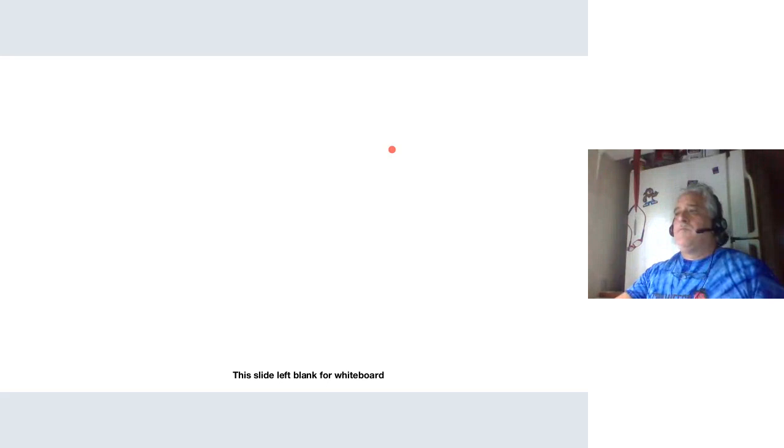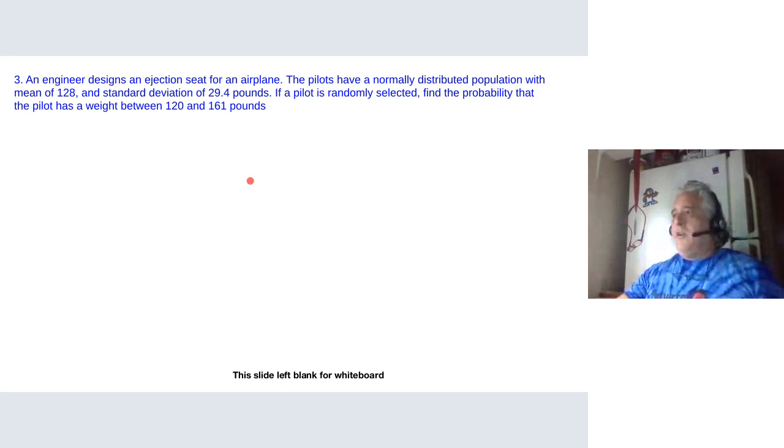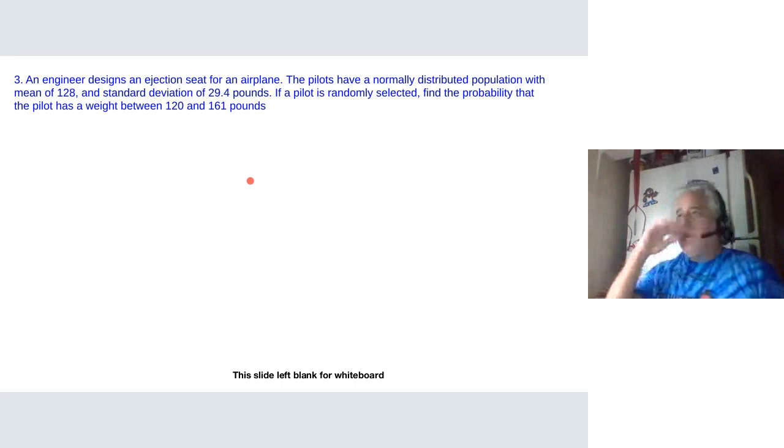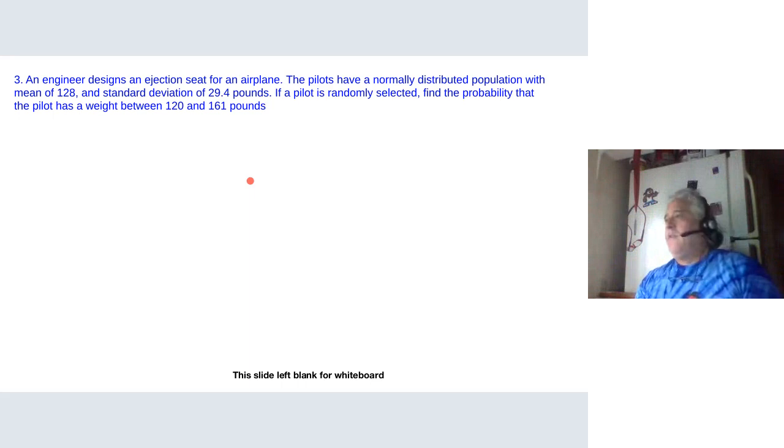All right, an engineer designs an ejection seat for an airplane. The pilots have a randomly distributed population with a mean of 128 and a standard deviation of 29.4. So this one's not going to be nearly as neat because the values are a little bit different, and the standard deviation is a decimal. If a pilot is randomly selected, find the probability the pilot has a weight between 120 and 161. So the key word here is between. So we're essentially going to do the same thing we did before, except we've got to have two z-scores.